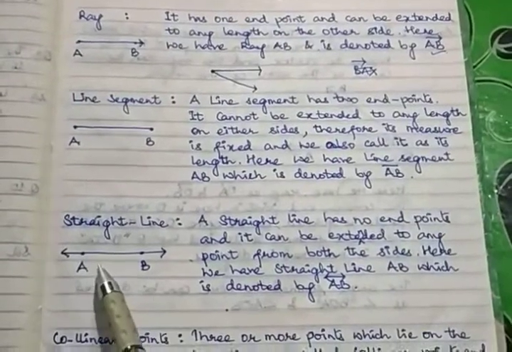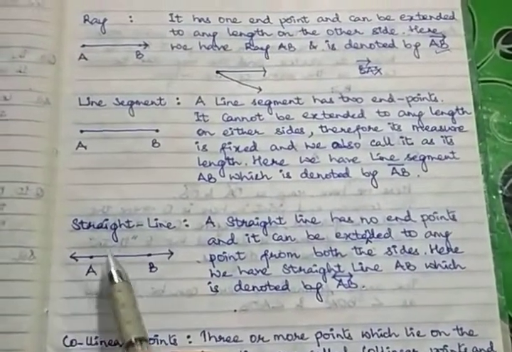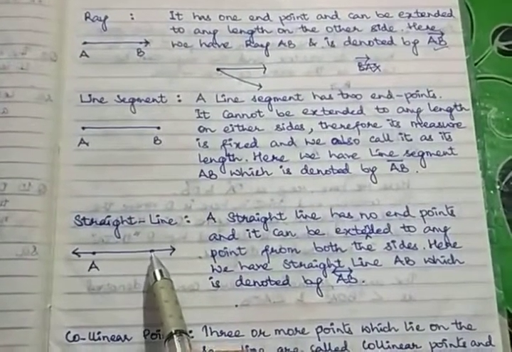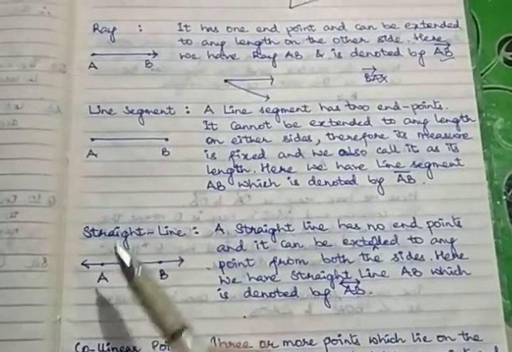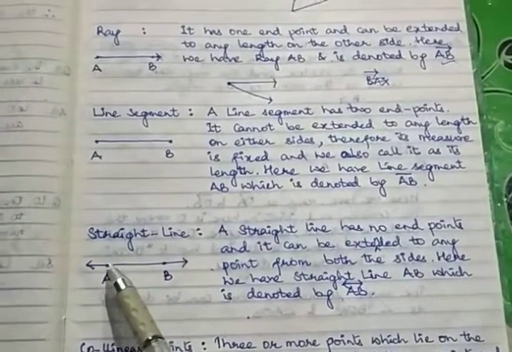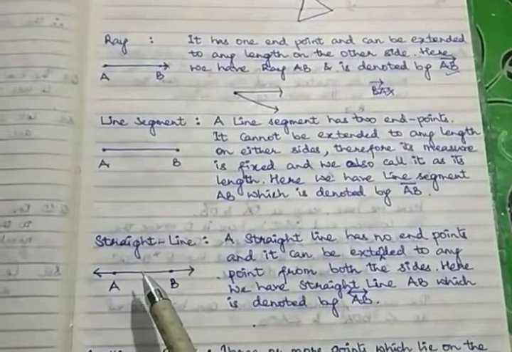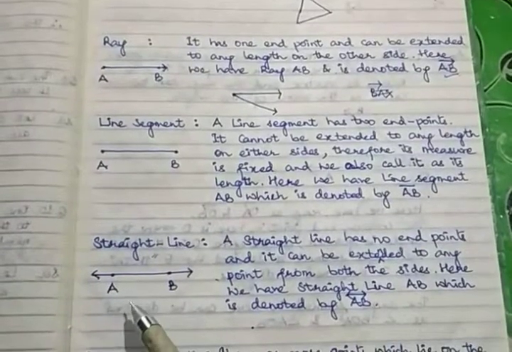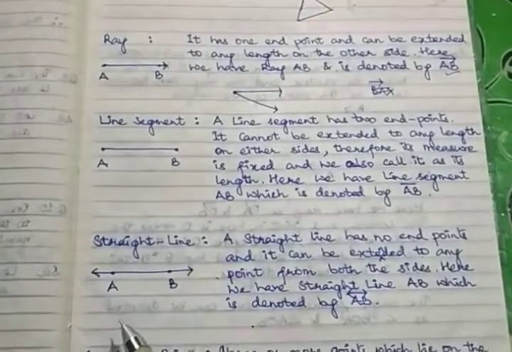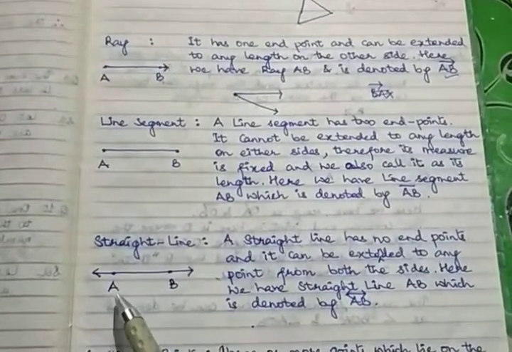In the figure I have drawn here, I have just given names to two points, A and B, on a line. You must recall that a point is given a name, as I told you at the beginning, because a straight line is also nothing but many points. So I have marked two points here and named them A and B.